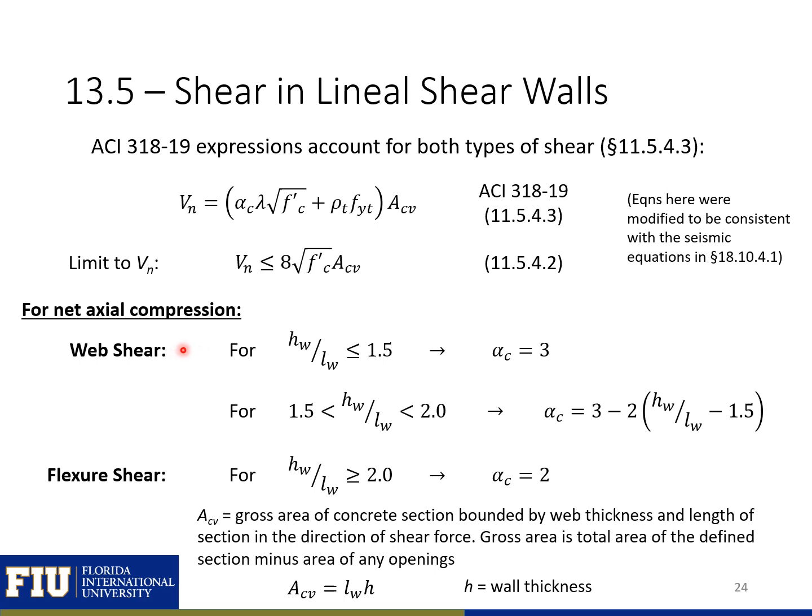The alpha C factor depends on the aspect ratio of our wall. So for shorter walls, we use an alpha C factor of 3. If we're between 1.5 and 2, then we use a transition equation that's shown here that includes the aspect ratio HW over LW. And if we have flexure shear and an HW over LW greater than or equal to 2, then our alpha C is equal to 2. And note that all these alphas here are if we have net axial compression on the wall, which will typically be the case for us.